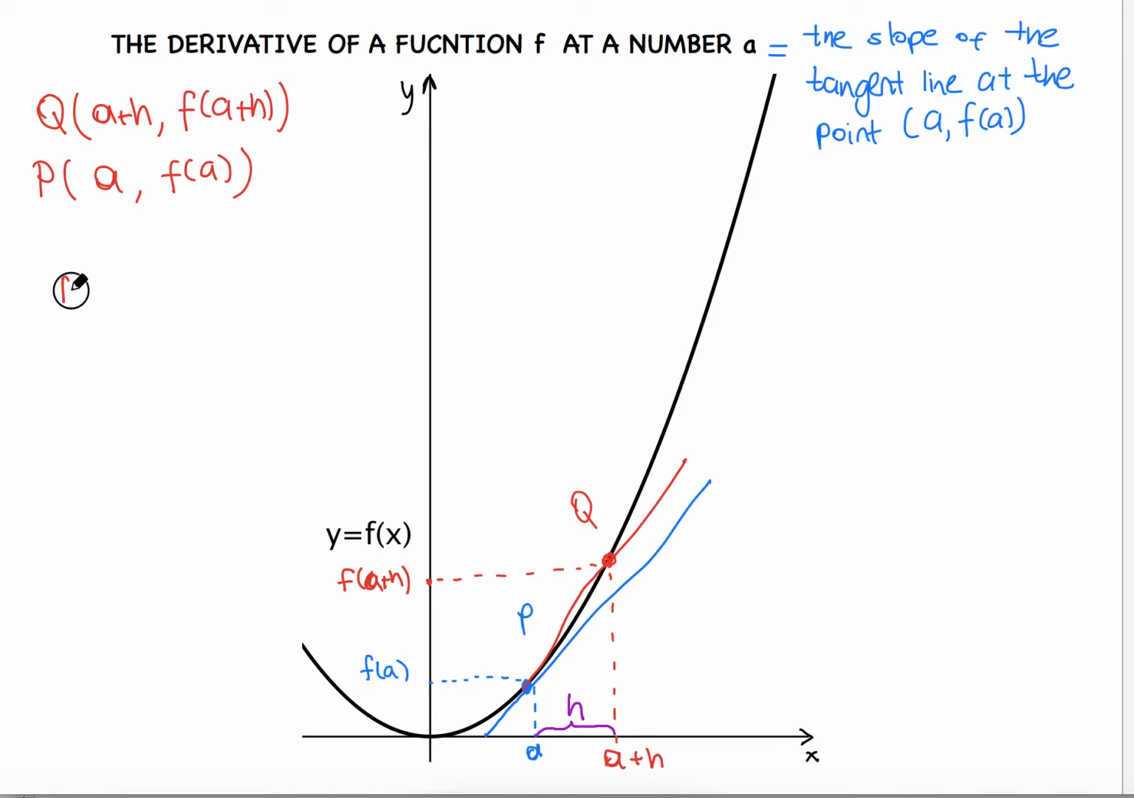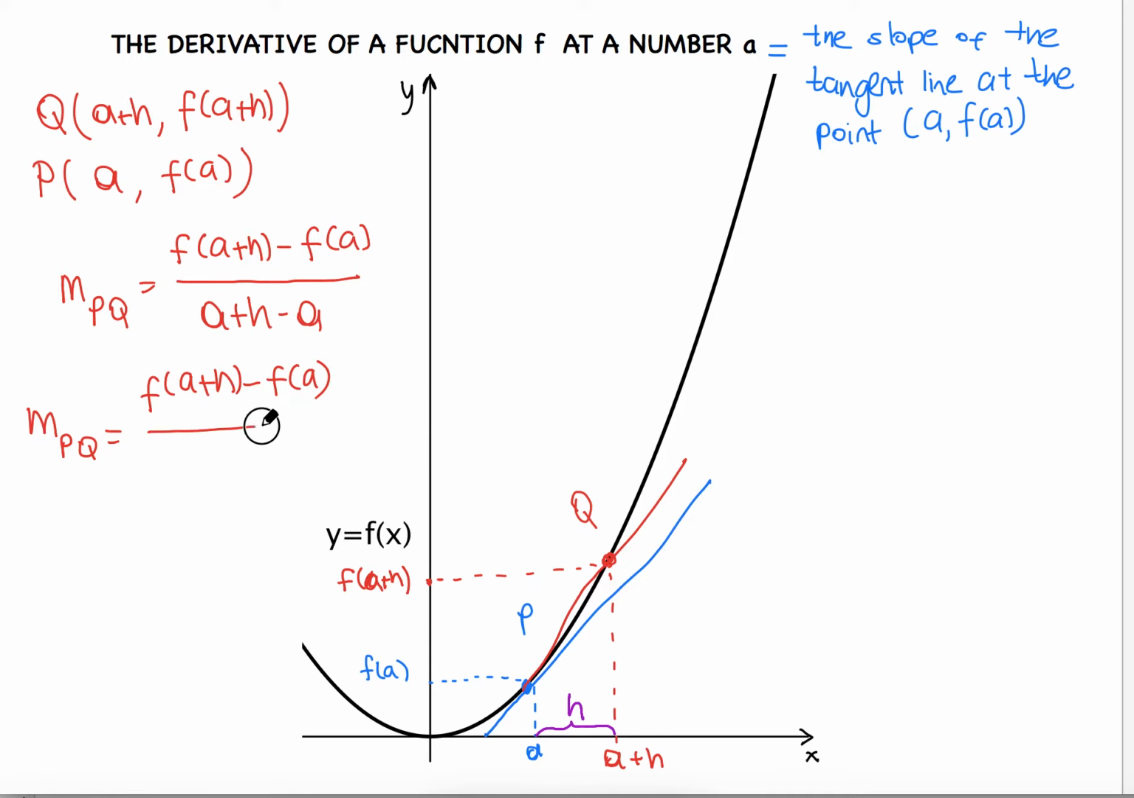So the slope of the secant line between P and Q is y2 minus y1, so that's f of a plus h minus f of a, divided by x2 minus x1, which is a plus h minus a. Once I simplify, I get m PQ equals f of a plus h minus f of a divided by, well, we have a minus a here. They will cancel. So we get h. So this is the slope of the secant line formula.